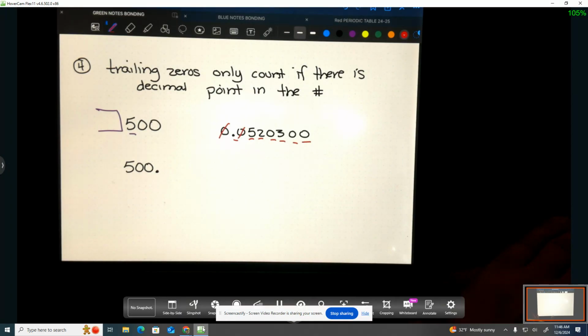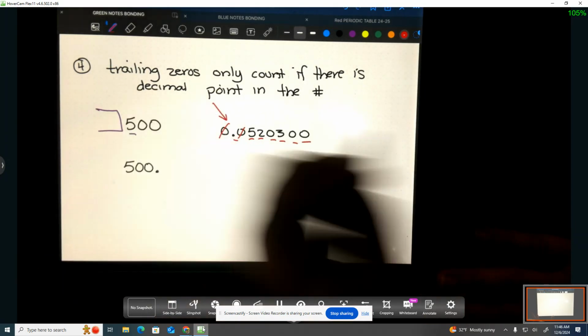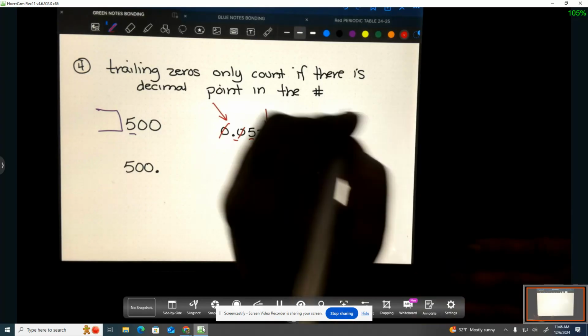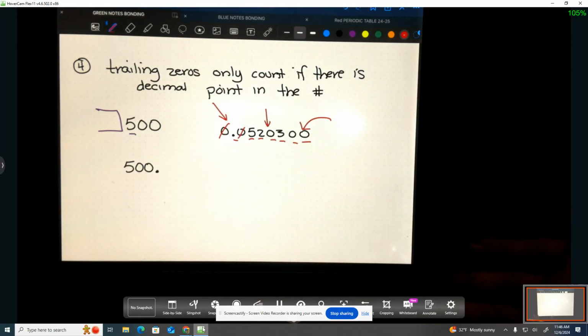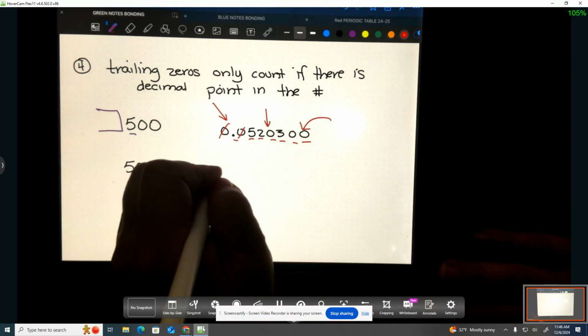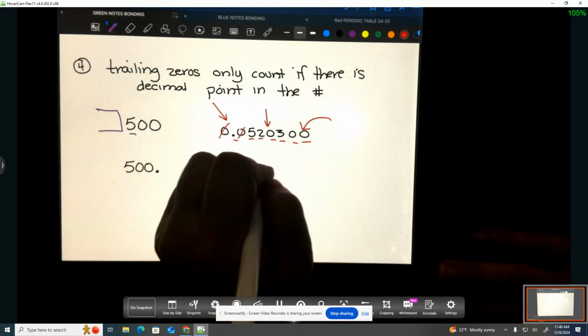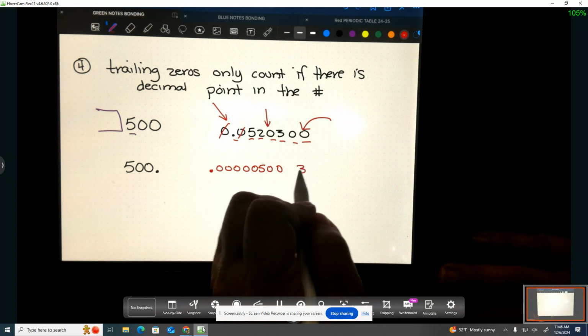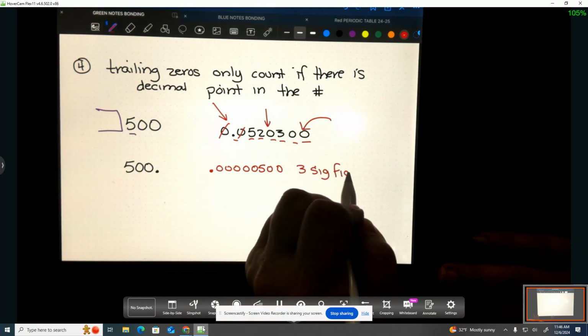So it's not hard, it's just 4 rules, right? Zeros up here never count. Zeros in the middle always count. Zeros at the end count if there's a physical decimal point anywhere in the number. It doesn't matter where that decimal point is. It could be all the way out here. How many sig figs does this have? 3 sig figs.